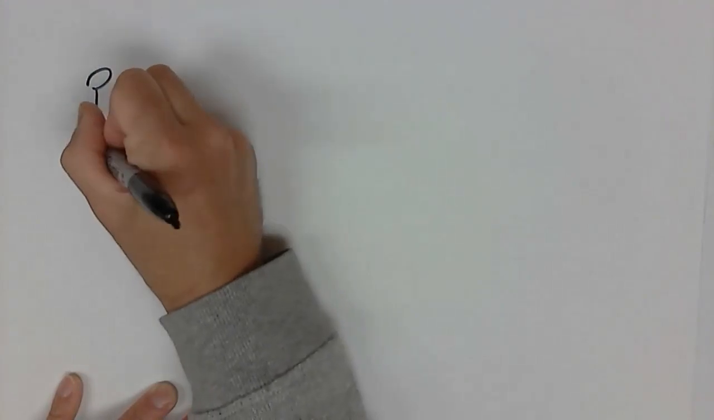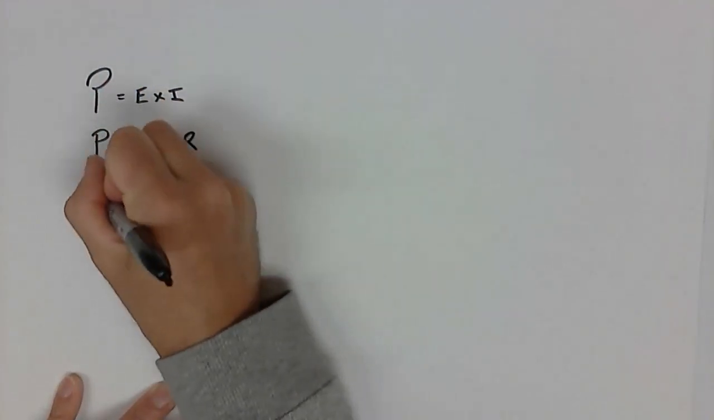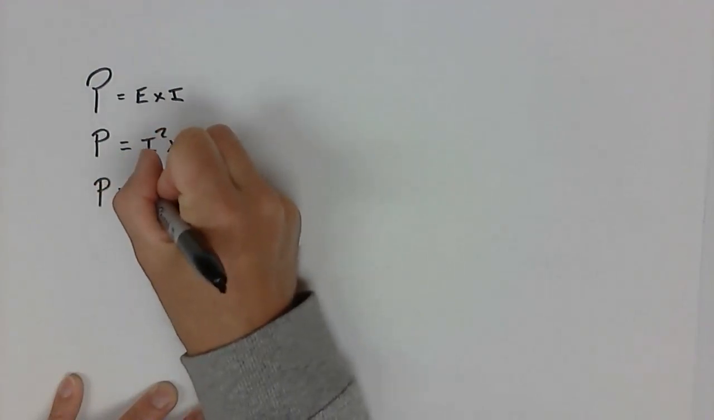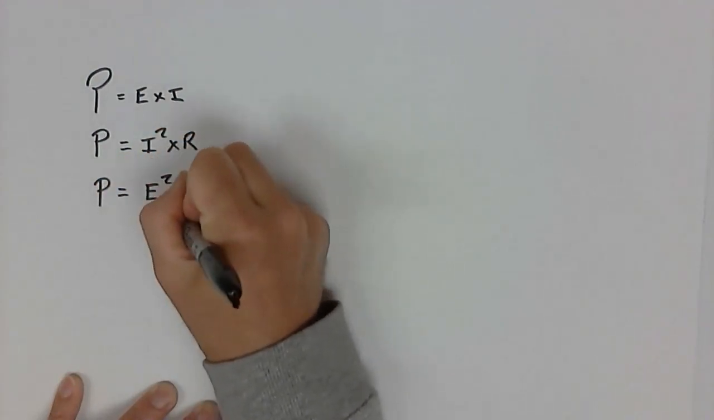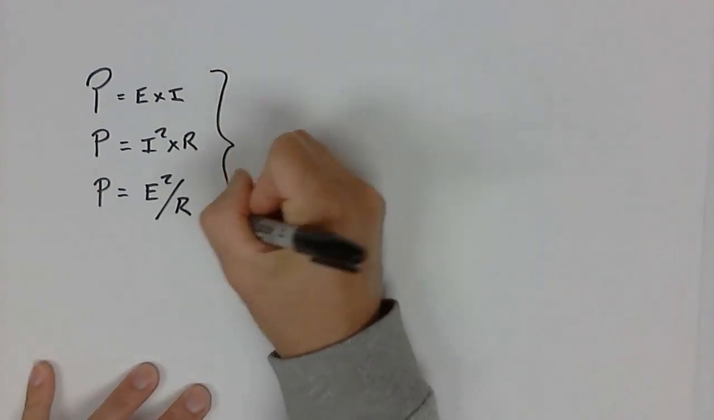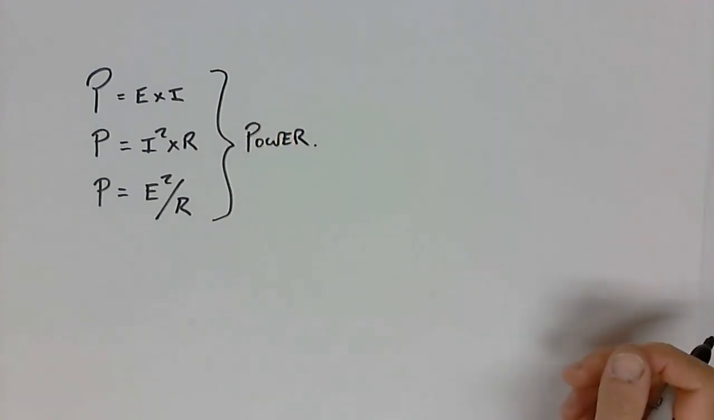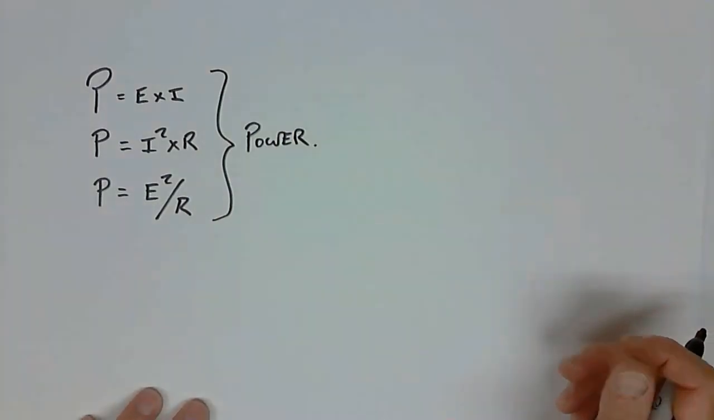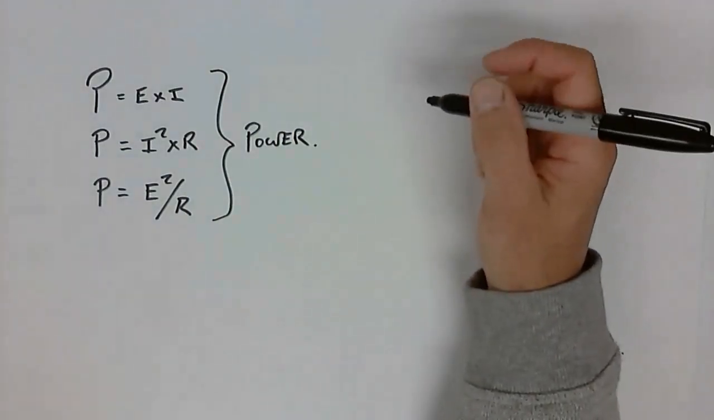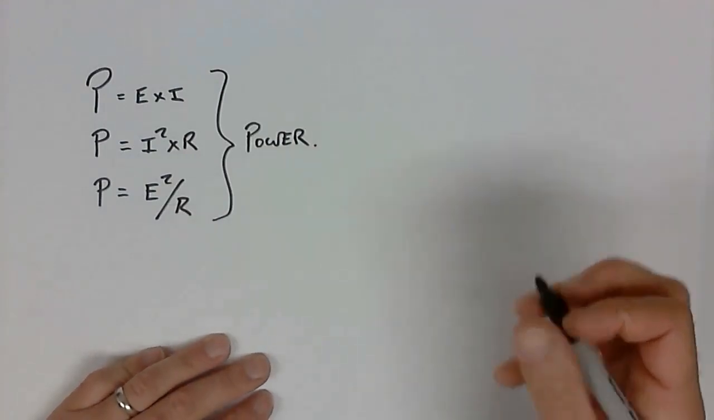P is equal to E times I. P is equal to I squared times the ohms, and P is equal to E squared over the ohms of a circuit. All three of these are used to calculate power in an electrical circuit, and it really doesn't matter what type of circuit it is. It could be AC circuit, DC circuit, three-phase circuit, does not matter. These three equations are still true.